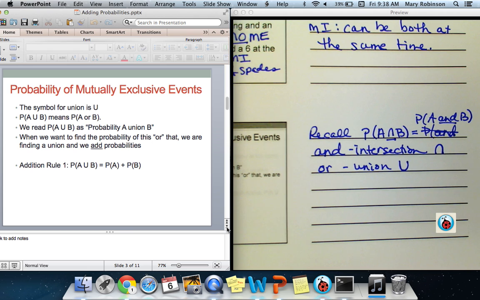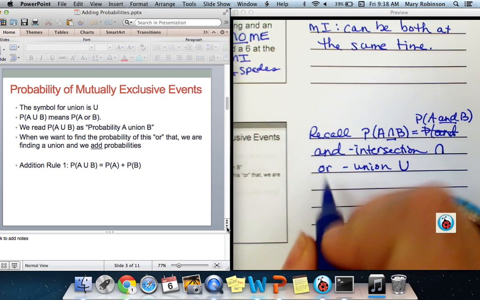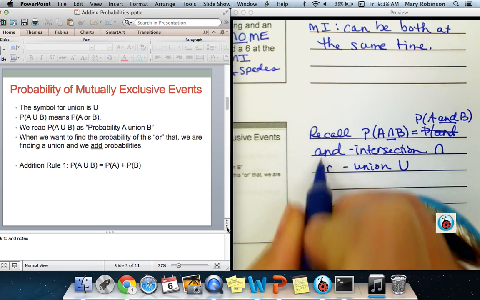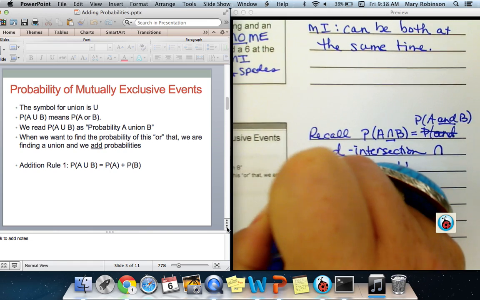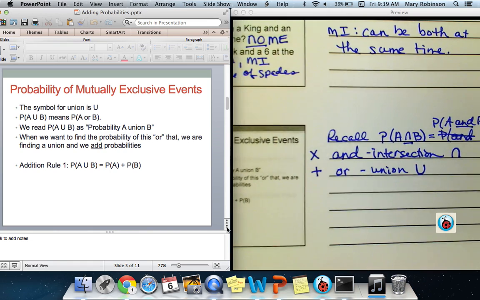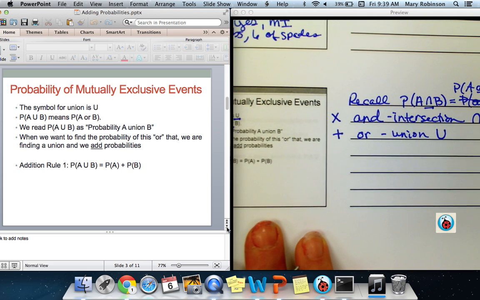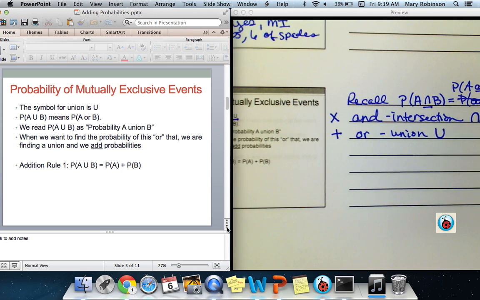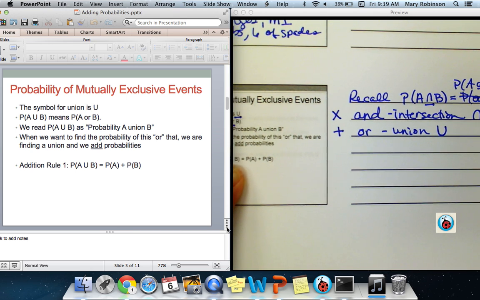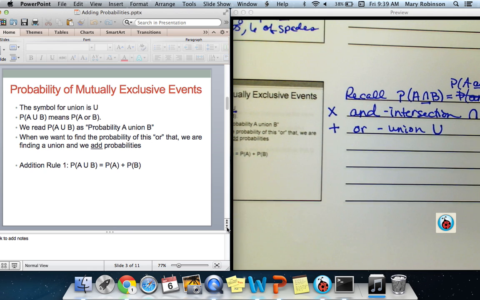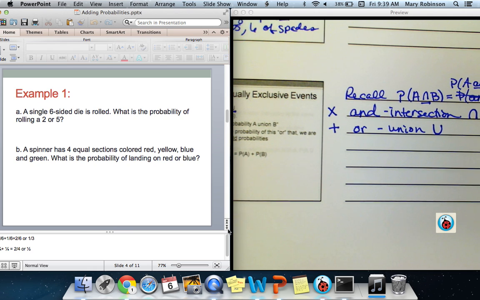So when we want to find the probability of this or that occurring, we are finding a union and we are going to add probabilities. So that key word you need to think, or, add, and multiply. So I'll put up here, multiply when you see and, add when you see or. So our addition rule, number 1, states that the probability of A union B is equal to the probability of A plus the probability of B.